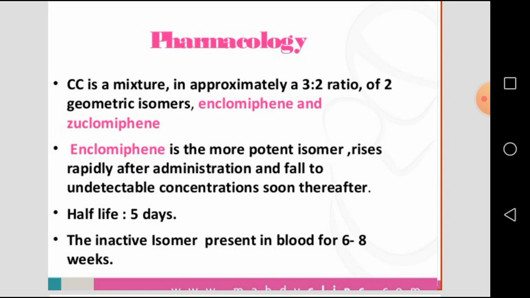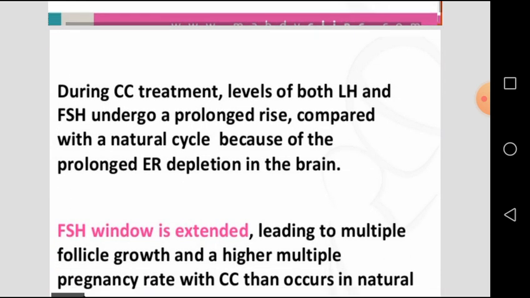Enclomiphene is the more potent isomer, and it rises rapidly after administration and falls to undetectable concentrations soon thereafter. Half life is 5 days. For some patients 5 days may be enough. That is the half life after which treatment will be given. The inactive isomer is present in blood for 6 to 8 weeks.